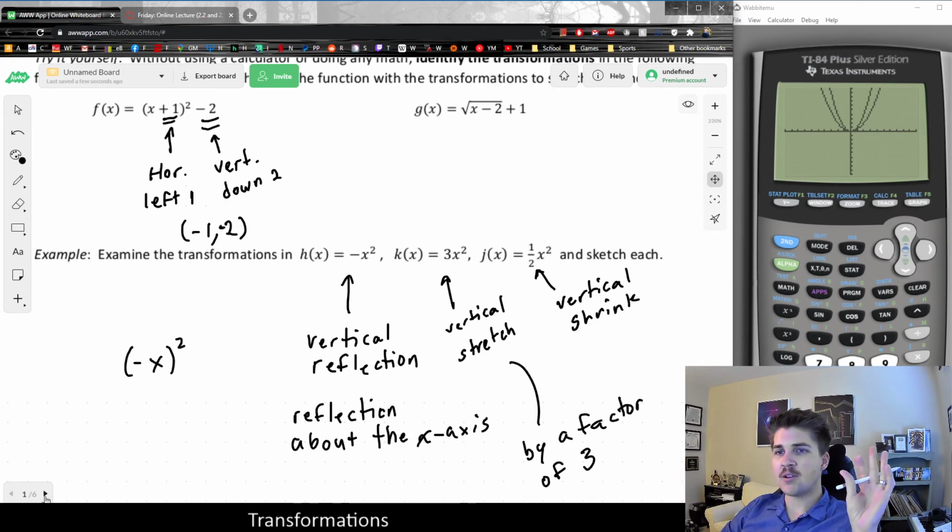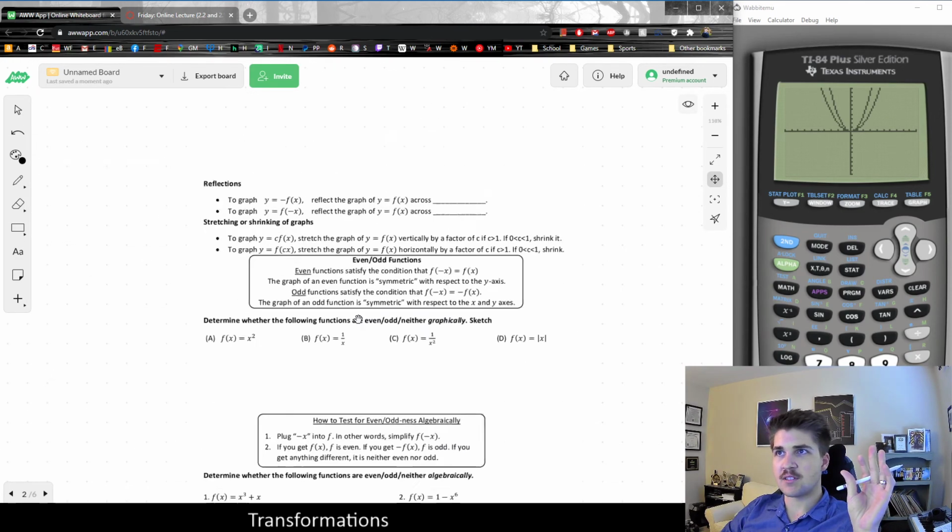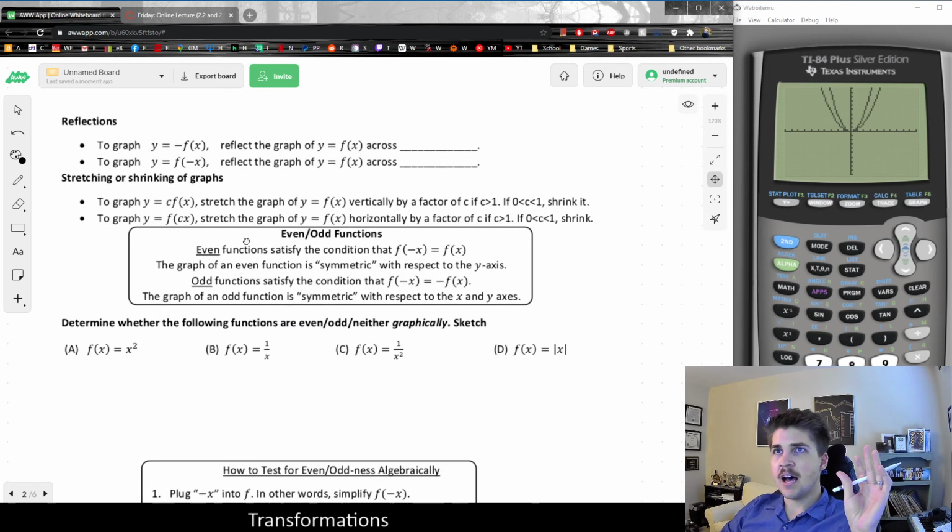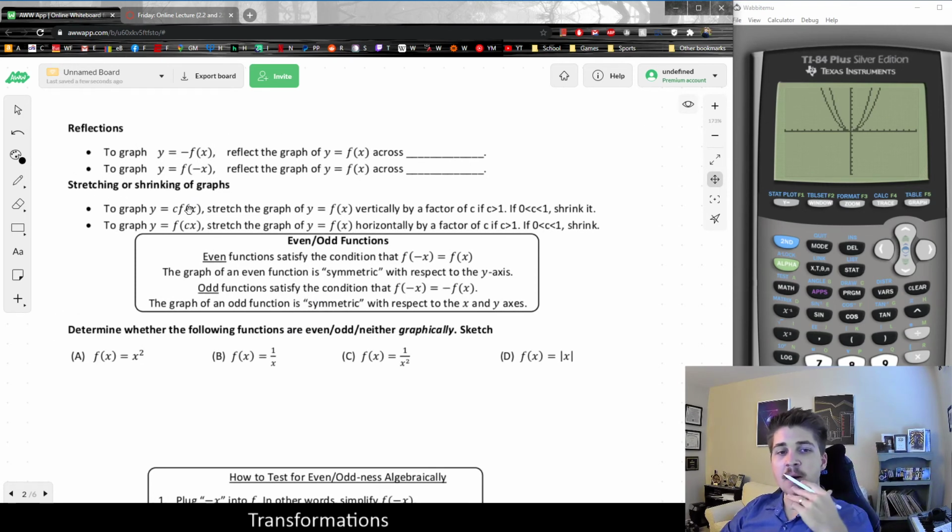Oh yeah, but also on the next page of the notes, we have sort of a summary. With stretching or shrinking, it's all about multiplying. So it says to graph y equals c f of x, meaning if I have a function where I have a multiplier, which we often call a coefficient, like 2x squared or 3x squared, it says to stretch the graph y equals f of x vertically by a factor of c, which is exactly what happened, right? When we had 3x squared, we said it was vertically stretched by a factor of 3.